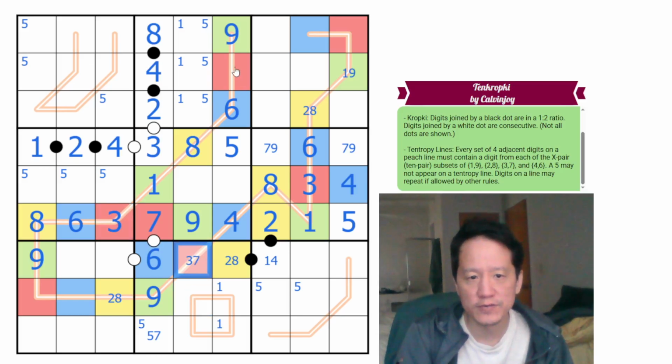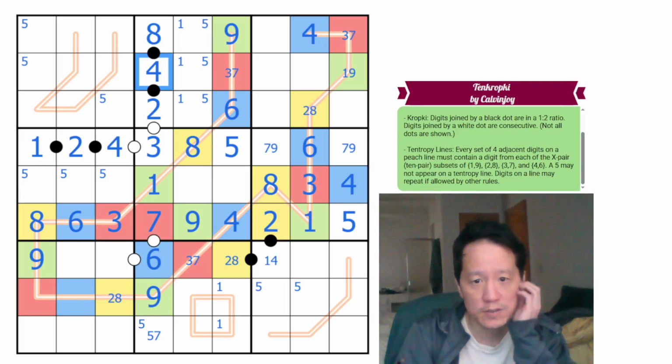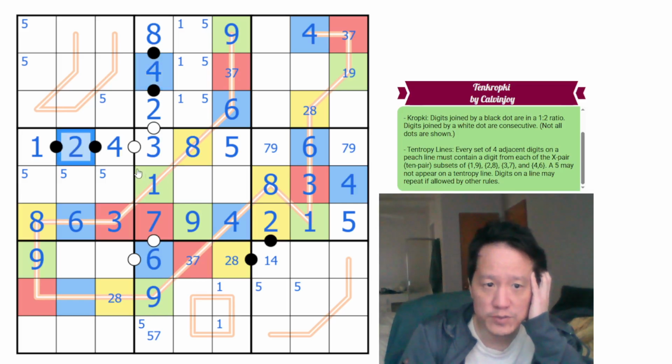This is 3 or 7. This can't be 6, so this must be 4. This is a blue then. This is blue. This is blue.